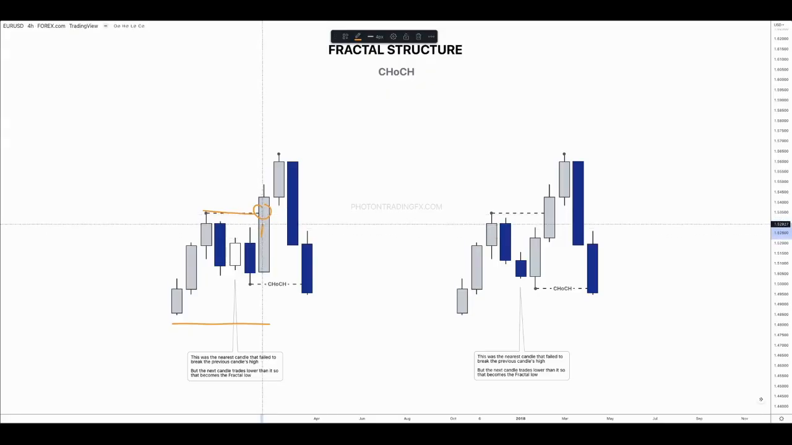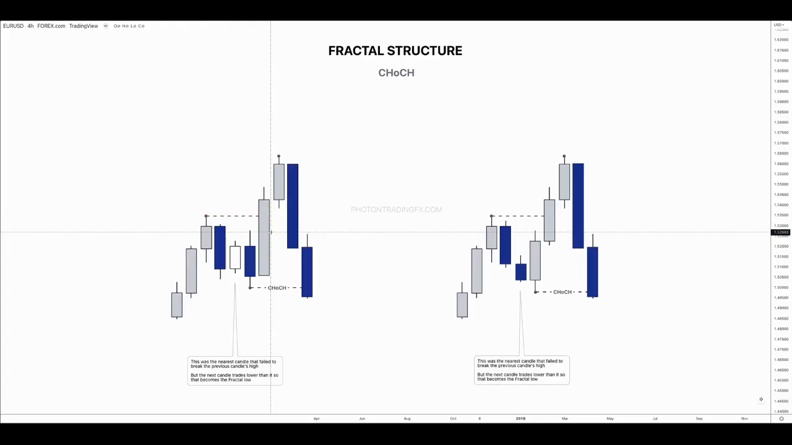Well, did this candle here break the previous candle's high? Yes, it broke its high. Did this candle here break the previous candle's high? Yes, it did. So that shouldn't be the low, right? Now this candle here, did it fail to break the previous candle's high? Yes, it failed to break the previous candle's high. Okay, so let's get rid of these lines. So based on that definition, this should be the nearest low because that is the nearest candle that failed to break the previous candle's high, right?